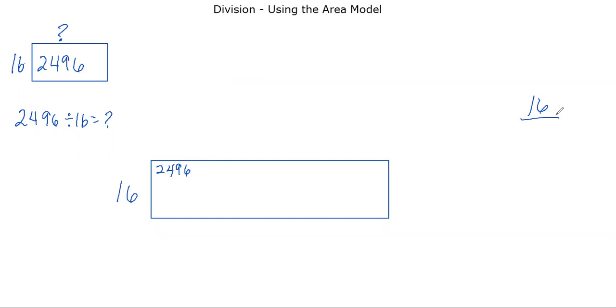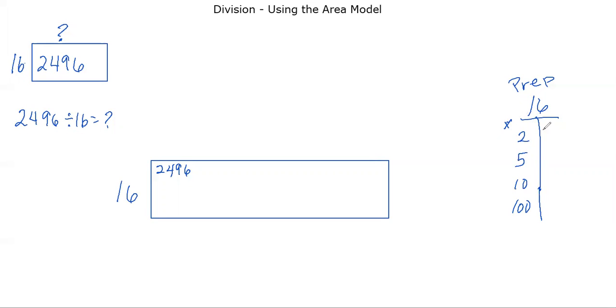We're going to see how many 16s we can get out of 2,496. And as usual, we're going to do some prep work first. So we call this my little prep area. And let's see what other factors we can multiply 16 by in this problem. And I always start with 2, 5, 10, and 100.